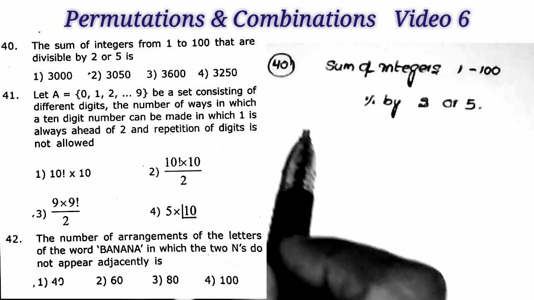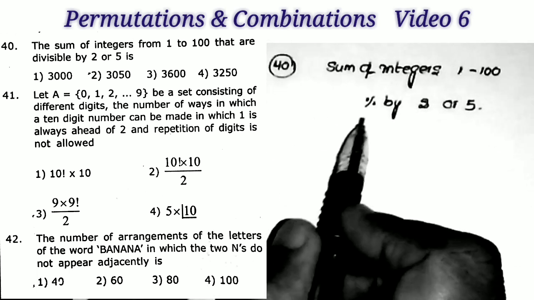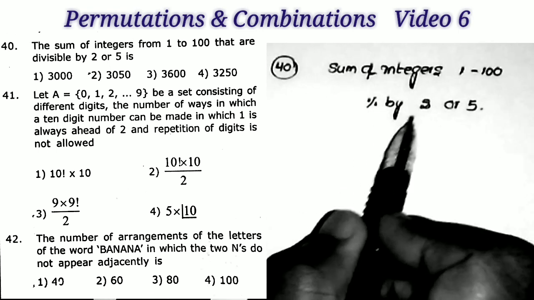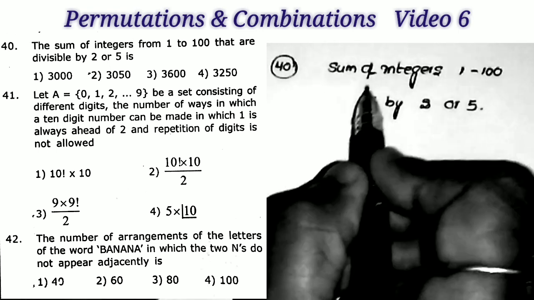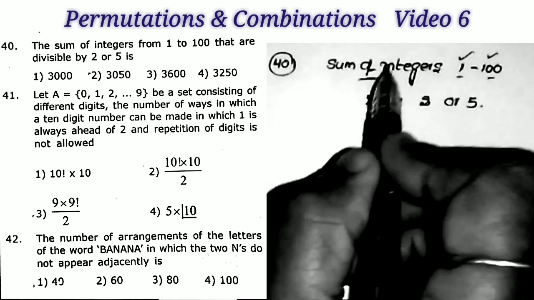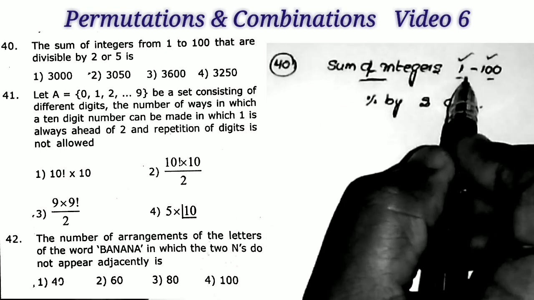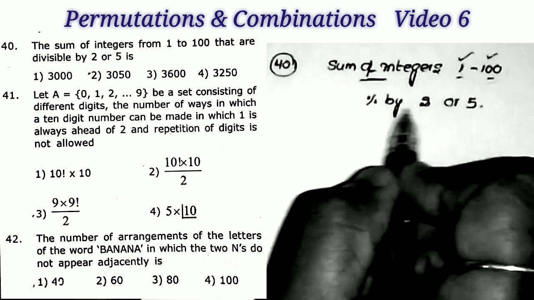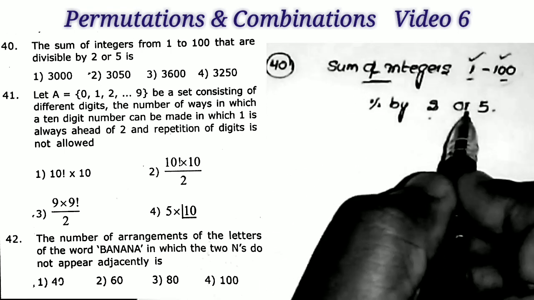Now this is sum number 40. The problem is: the sum of the integers from 1 to 100 that are divisible by 2 or 5. We want the sum of the integers which lie between 1 and 100. What is the condition? Which are divisible by 2 or divisible by 5.